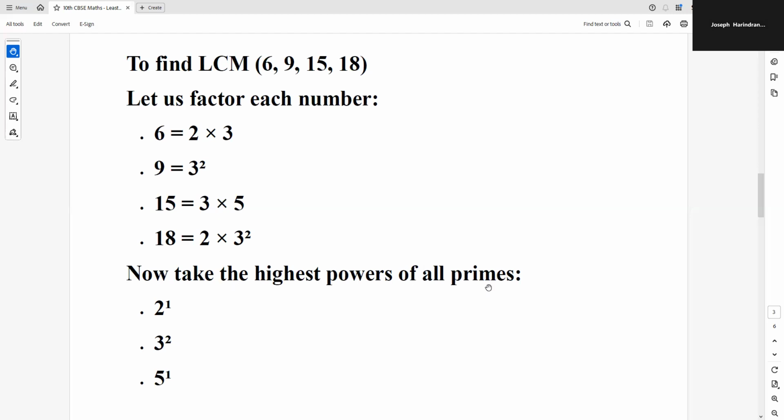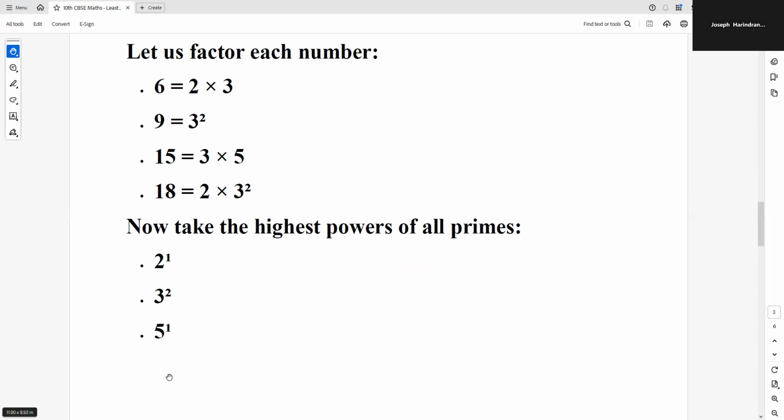Now take the highest of all the powers. We see 2 as a common factor, so for 2, the highest power is 1. So 2 power 1. 3 is also a common factor, so the highest power is 2. So 3 squared. 5 is not a common factor, but it has to be taken into account, because since we are finding the LCM, we have to multiply that also. So exactly, we got 2 power 1 into 3 squared into 5. This is how we do it.